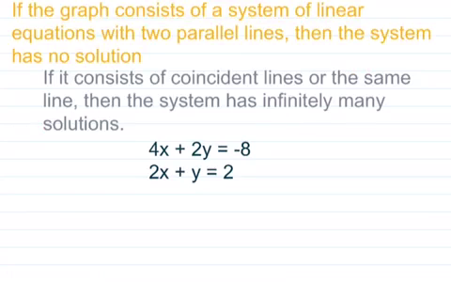If the graph of a system of linear equations consists of two parallel lines, then the system has no solution. If it consists of coincident lines, or the same line, then the system has infinitely many solutions. You're going to see that at the top of 175. So I want you to do this problem right here.